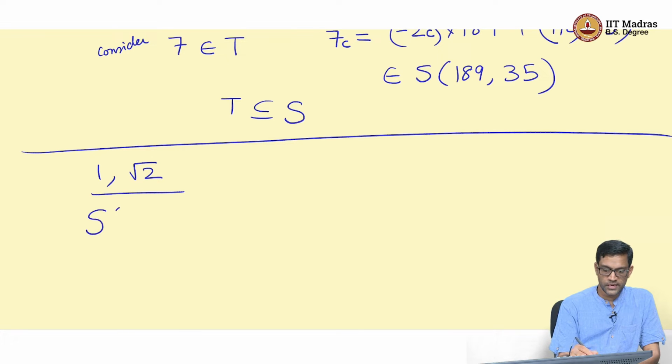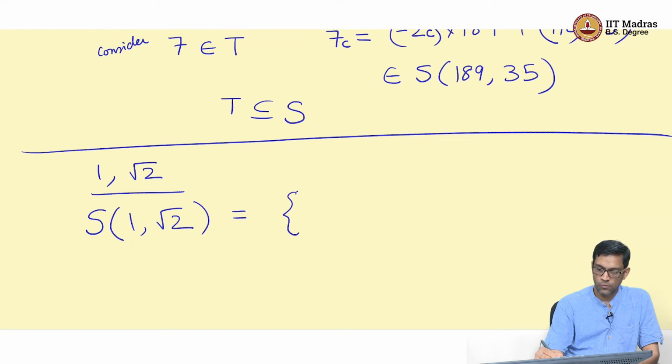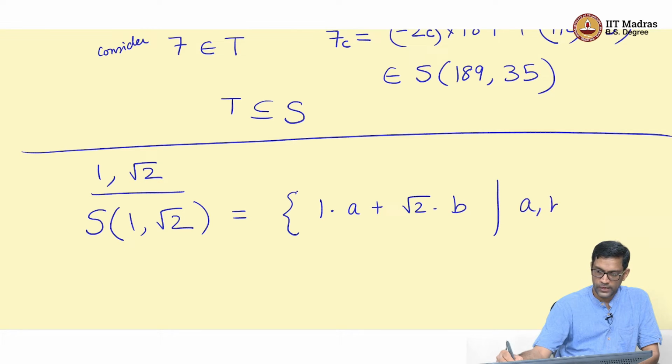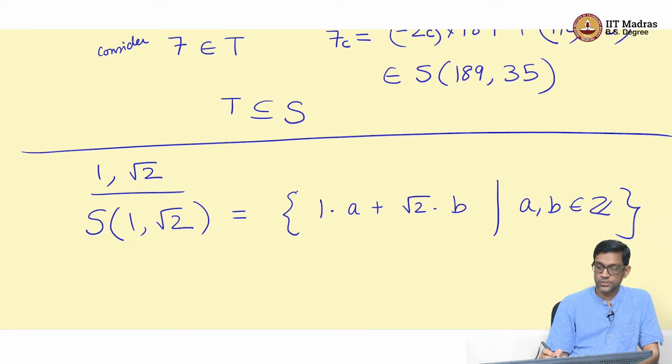Let us look at the set S of 1 comma root 2, or root 2 comma 1, whichever, which by definition is just the set of all numbers of the form 1 times a plus root 2 times b, where a and b now vary over integers. Okay, it is still the set of all integer linear combinations of the two numbers. Now, the question is, what can we say about S? What does S look like?